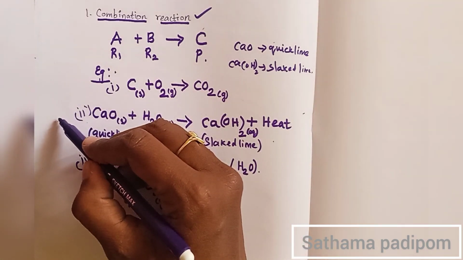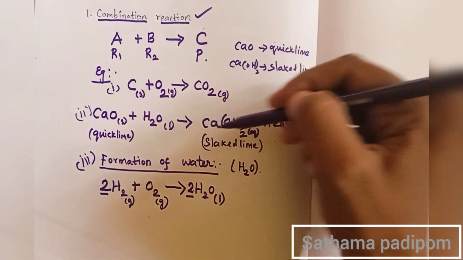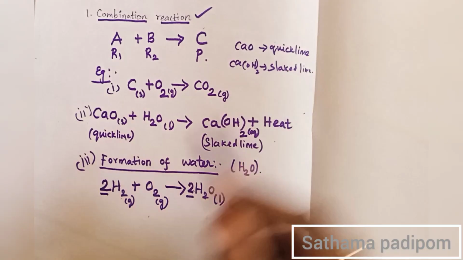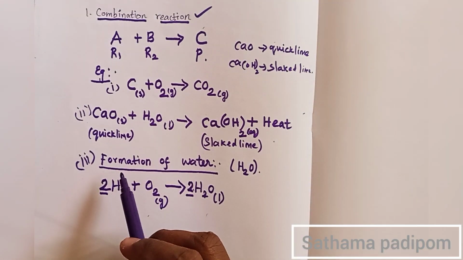Next, the application of white washing. What is used for that? Calcium hydroxide is used for that. Then how are you getting that calcium hydroxide? When calcium oxide reacts with water, we are getting calcium hydroxide.